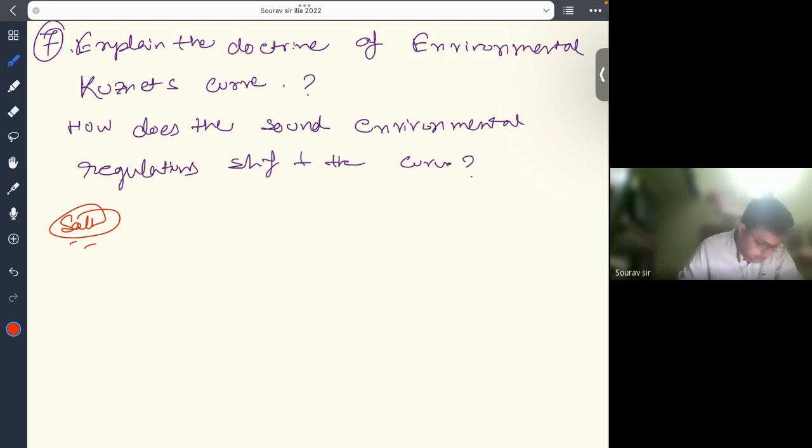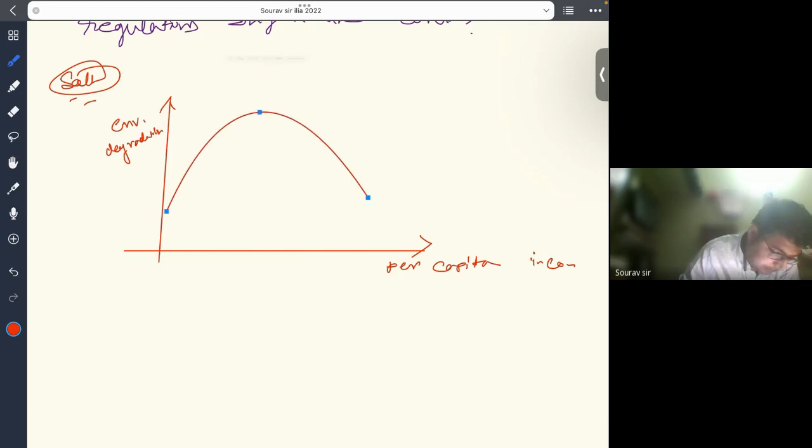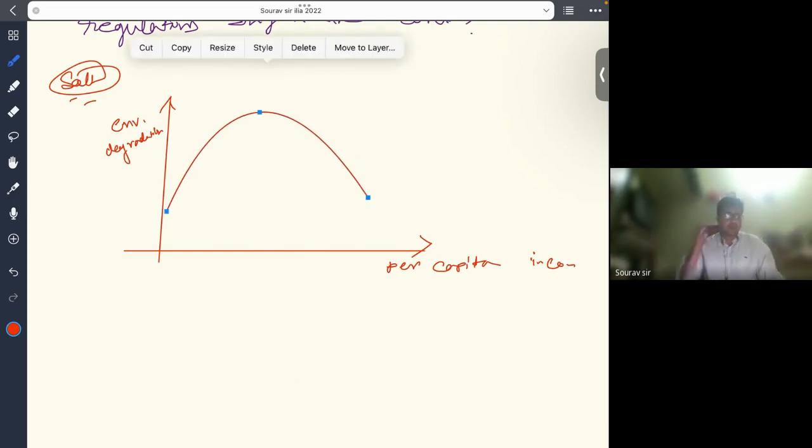So let's draw this U-shaped environmental Kuznets curve at first, then I will explain. Here in the y-axis we will take environmental degradation, and in the x-axis we will take per capita income, and the curve will look like this inverted U shape. Okay, so now let's explain.